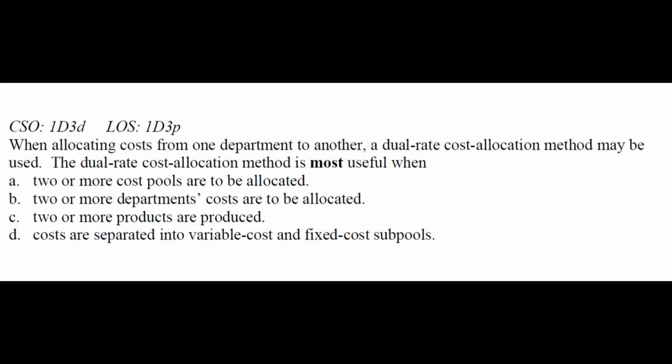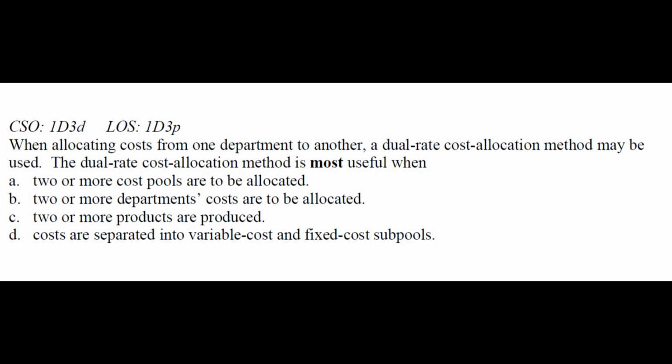Key idea. The dual rate method is not about number of departments or products. It is about splitting costs based on behavior, fixed versus variable. A. Two or more cost pools are to be allocated. Incorrect. The number of cost pools is not the reason for using dual rate allocation. This relates more to ABC.